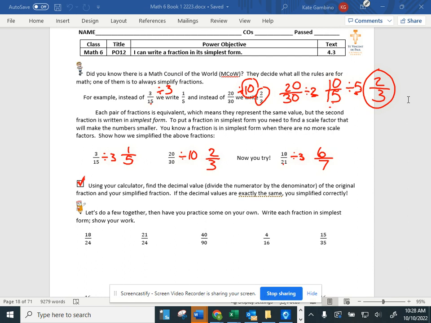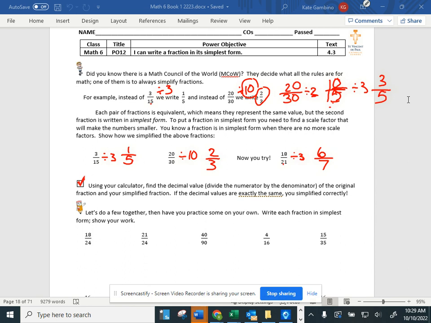Using your calculator, you can find the decimal value. Divide the numerator by the denominator of the original fraction and your simplified fraction. If the decimal values are exactly the same, then you simplified correctly. Because like I said, up here, when Jillian first said, oh, 10/15, we can divide out that 3. I divided it by 3 and I said, okay, 10 divided by 3 is 3. 15 divided by 3 is 5. I did my math wrong. Here's how you catch it.